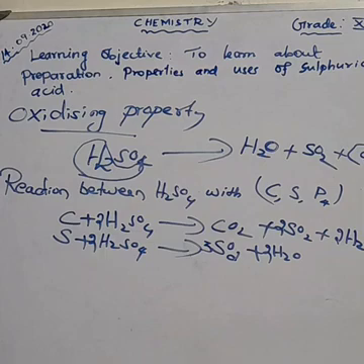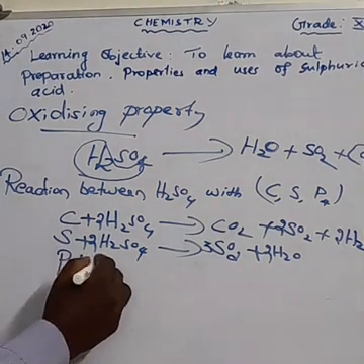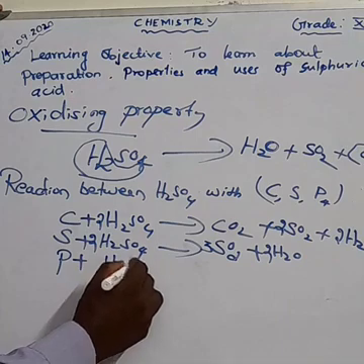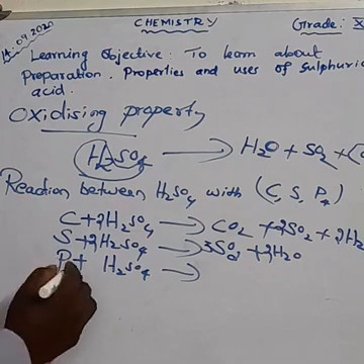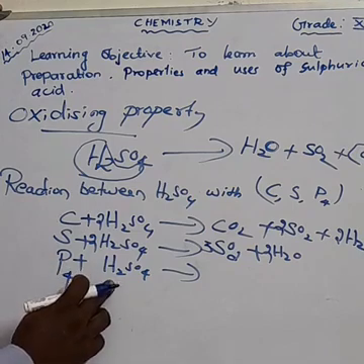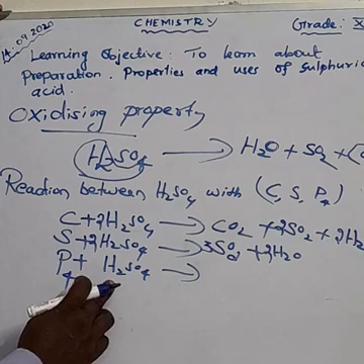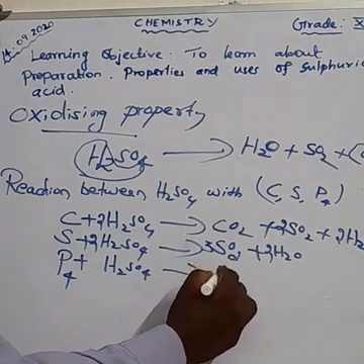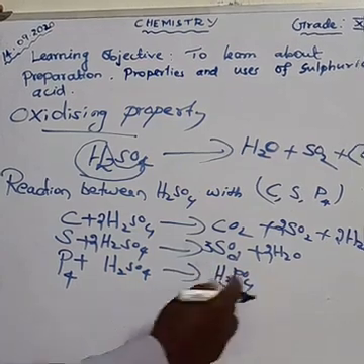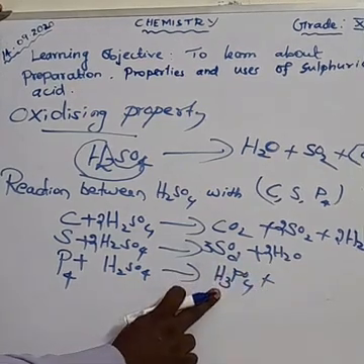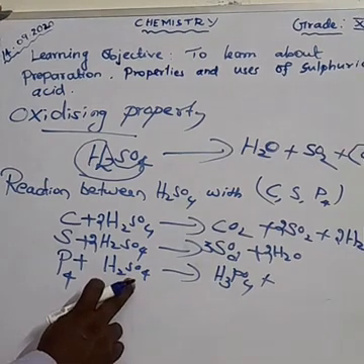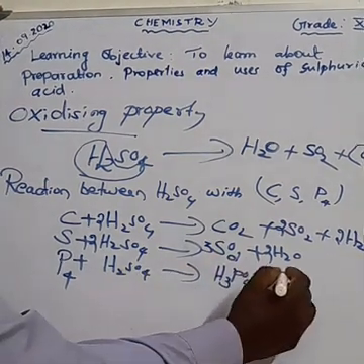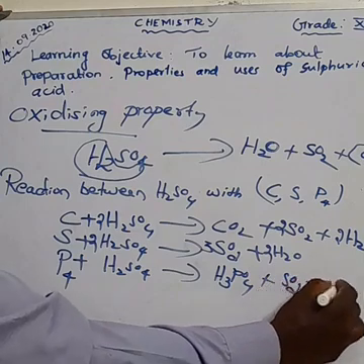Next, about phosphorus. Phosphorus reacts with sulfuric acid. Phosphorus is a polyatomic molecule, so make it P4. Phosphorus reacts with sulfuric acid. We get three important products: phosphoric acid, H3PO4, otherwise called orthophosphoric acid. Previously we learned that one. Also sulfur dioxide gas is evolved, and also water.